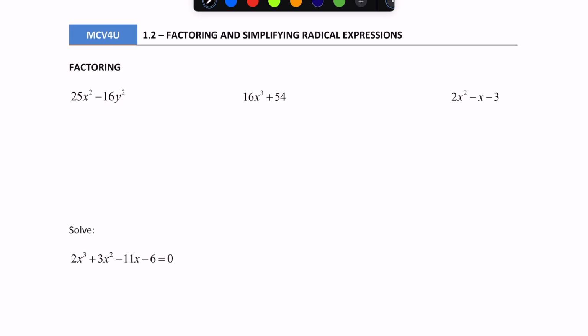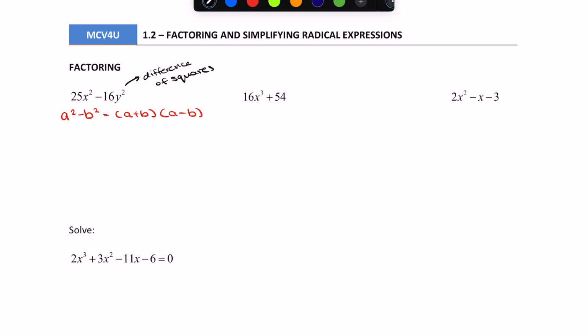So let's look at this first example here. The first example is 25x squared minus 16y squared. It's important to recognize what type of factoring you could use here. Here we see that 25x squared minus 16y squared is what we call a difference of squares. And when we know that it's a difference of squares, we know that a squared minus b squared is equal to a plus b, a minus b.